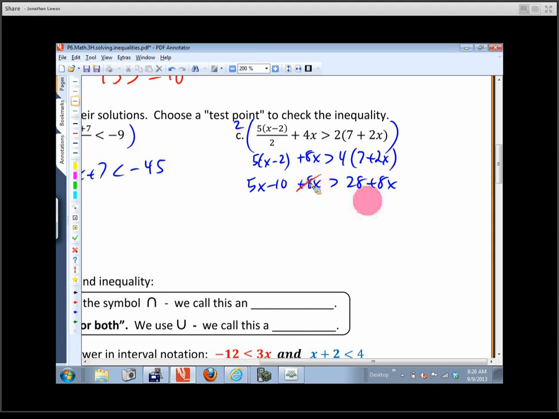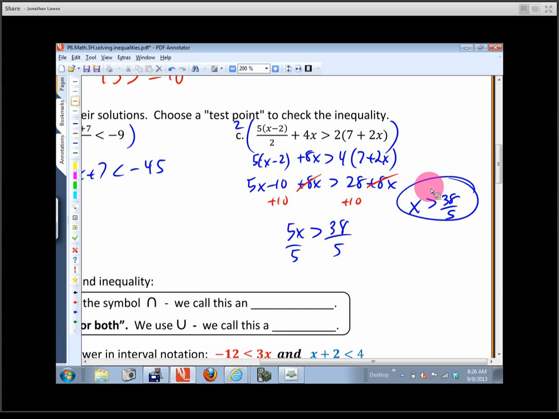Something nice happens here. There's an 8x on both sides. And then I'm going to move the 10 over to the other side by adding 10. So this is going to be 5x over here, and this is going to be a 38. And then I divide by 5. Have we done anything wrong? Nope. So we get x greater than 38 fifths. We'd leave it as an improper fraction. It's already reduced.